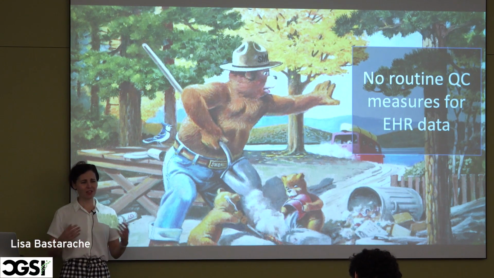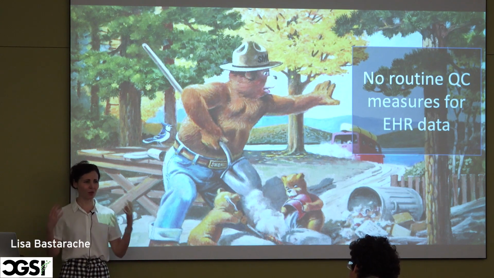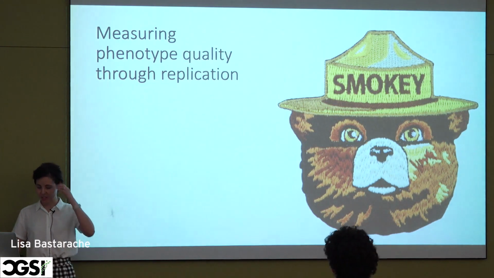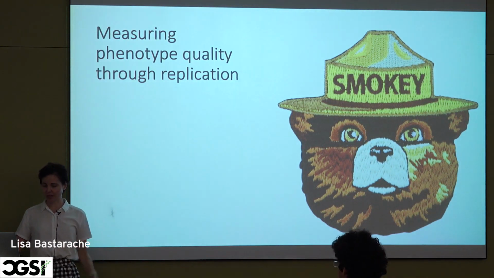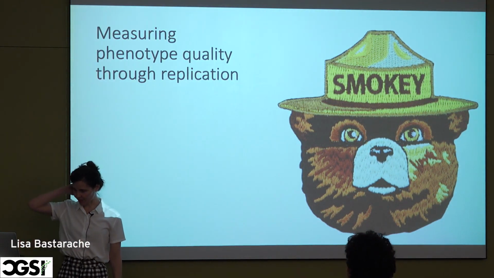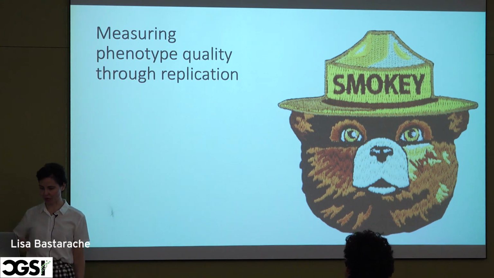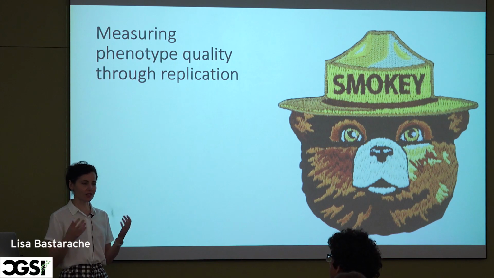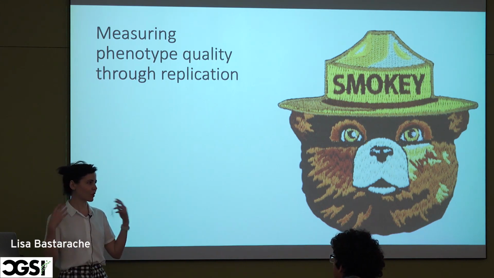Part of the reason is that the phenome is a lot more complicated. It's a lot more multidimensional than specifying variants in the genome. But one thing that we did, and this paper is about to come out at AJHG, I think in September, but it's not quite out yet, we have an older bioRxiv copy, is to think about ways that we might be able to do some degree of phenotype quality control by looking at replication.